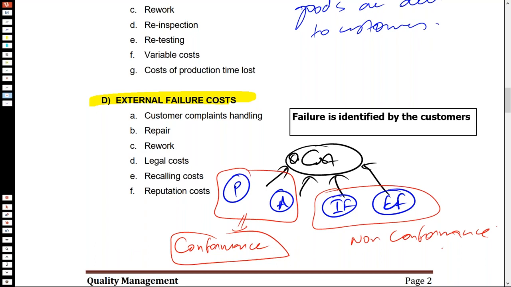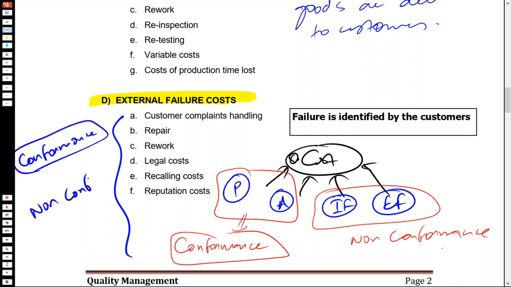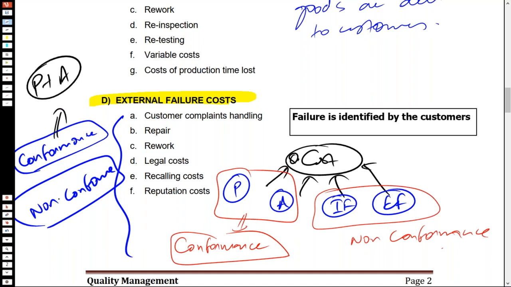Now, if I tell you a bit further, the traditional theorists who used to talk about quality management had a viewpoint that an organization should incur the quality conformance cost so that it would avoid the non-conformance cost. When you incur the quality conformance cost, you will be able to avoid the non-conformance cost. That means the prevention and the appraisal cost would end up saving the internal failure and the external failure cost for yourself.